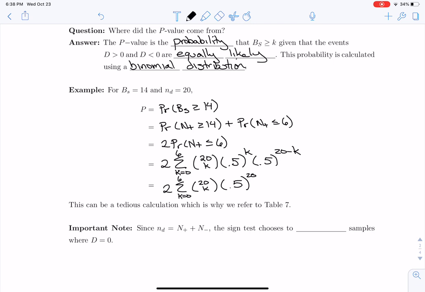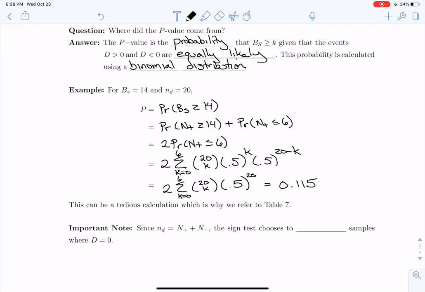But this sum is still a fairly tedious calculation. We can write it out and find out that the p-value is 0.115, but it's a little bit easier if we just refer to table 7 instead.